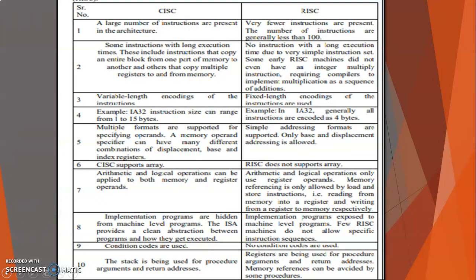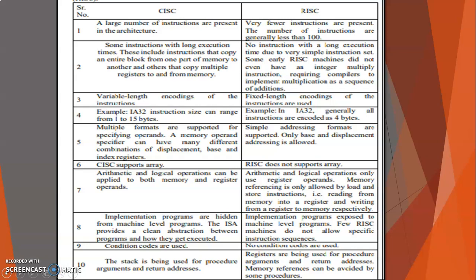Next is the difference between CISC and RISC. CISC: a large number of instructions are present in the architecture. RISC: very few instructions are present, generally less than 100. CISC: some instructions have long execution times. These include instructions that copy an entire block from one part of memory to another, and others that copy multiple registers to or from memory.